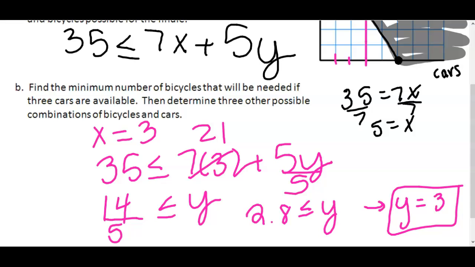You have to have at least 35 performers. So if this represents my performers, it has to be bigger than 35. Let me say it a different way.